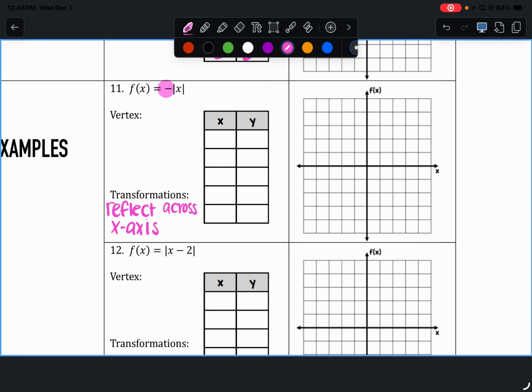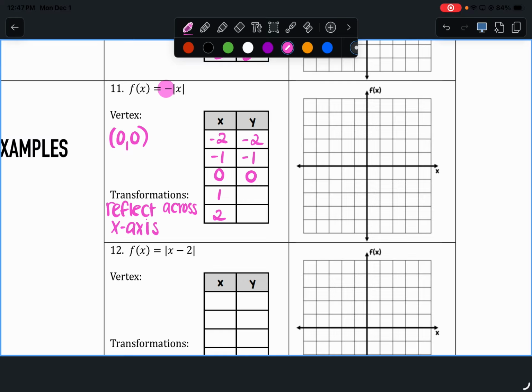So what is our vertex? 0, 0. Nothing changed our vertex. That goes in the center. What would be 1 point smaller than 0? 1 point smaller than that? 1 point bigger than 0? 1 point bigger than 1? Okay, from here, we're just going to plug these in. Okay, what is the absolute value of -2? 2, but you have to make it negative, so it's going to be -2. What's the absolute value of -1? But if you had to make it negative, it's going to be -1.